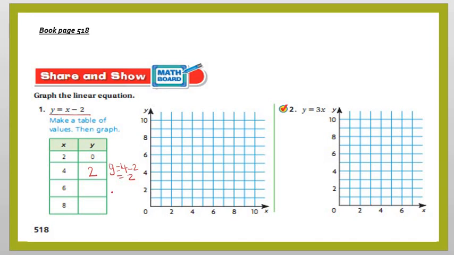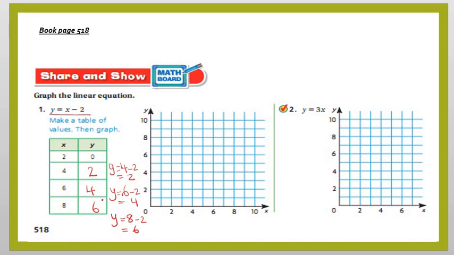Okay, when x equals 6, what's the value of y? Again, plug in or substitute in this equation. Remove the x and put 6. 6 minus 2 equals what? 4. So when x equals 6, y equals what? 4. Okay, when x equals 8, what's the value of y? Remove the x and put 8. 8 minus 2 equals 6.